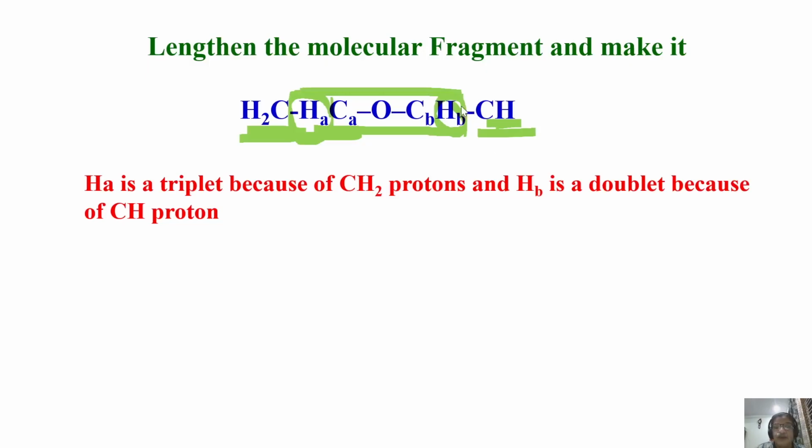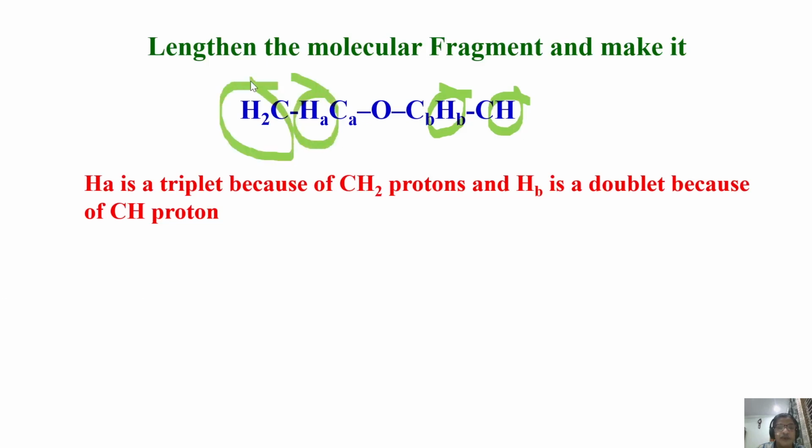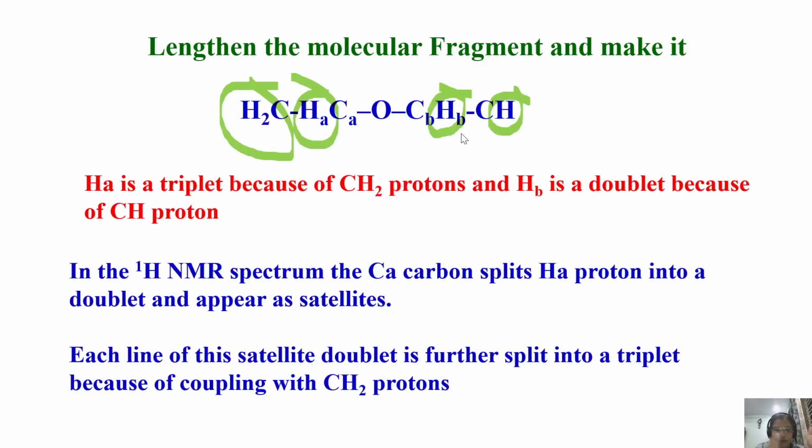So we are seeing only coupling between this HB with this CH proton and this HA with this CH2 proton. That's all we assume. As a consequence, this HA is a triplet and HB is a doublet. That we all know how to get, the multiplicity pattern. We have already understood long back. So this is what it is.